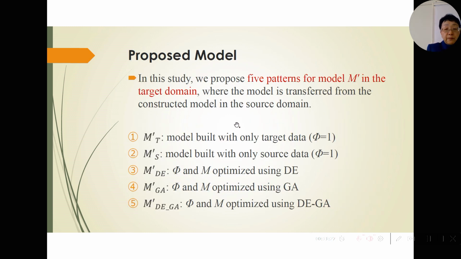In this study, we proposed 5 patterns for model M in the target domain, where knowledge is transferred from the model constructed in the source domain. For example, M-T means a model built with only target data. M-DEGA means phi and M optimization use the DEGA method.